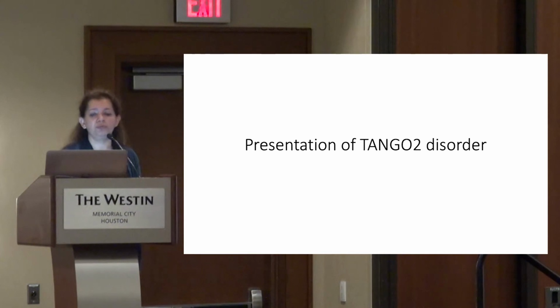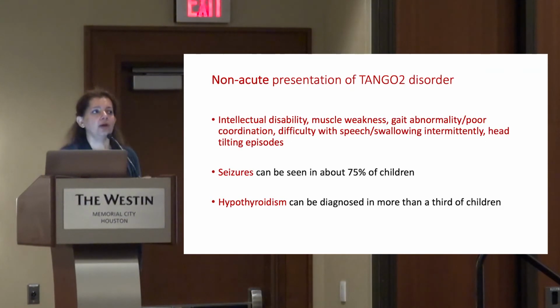And so we know that there is a non-acute presentation of TANGO2, and then there is an acute presentation, right? So in non-acute presentation, we have children who have baseline cognitive problems, may have muscle weakness, gait abnormality, difficulty with walking, speech, swallowing, and then head tilting episodes. These are non-emergent problems. Seizures, approximately 75% of children can have seizures. And hypothyroidism, Dr. Miyake said from talking to you, it looks like about 40% have thyroid problems.